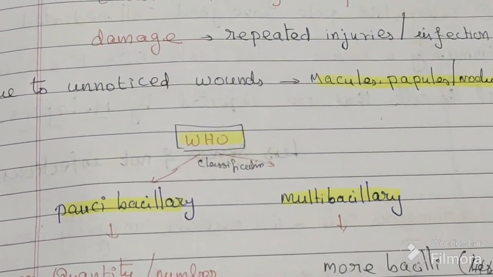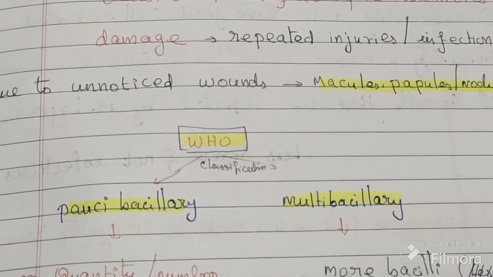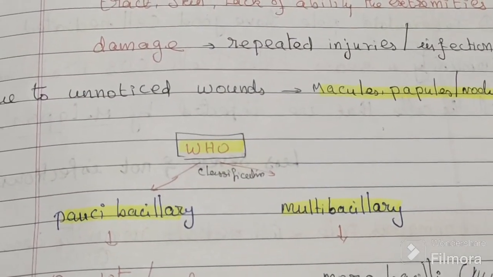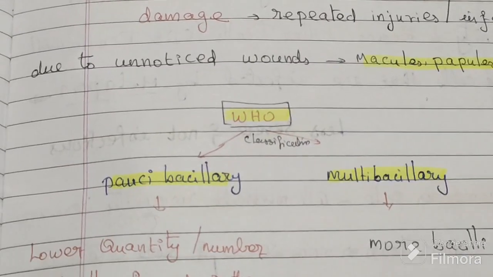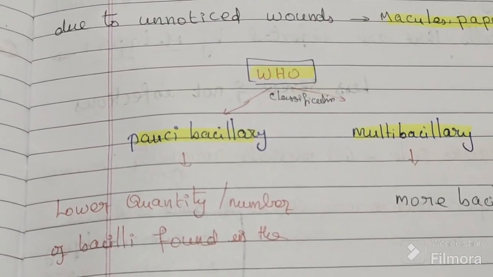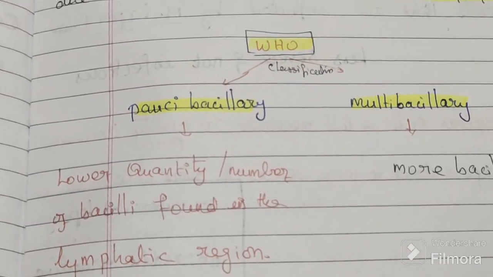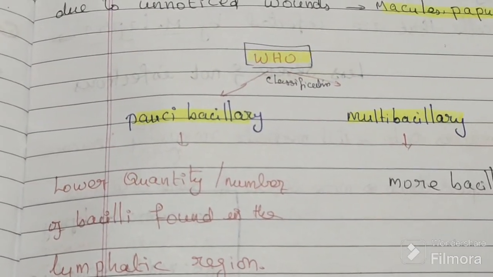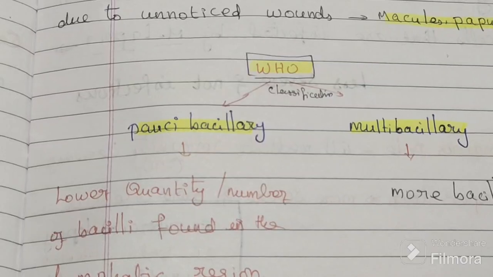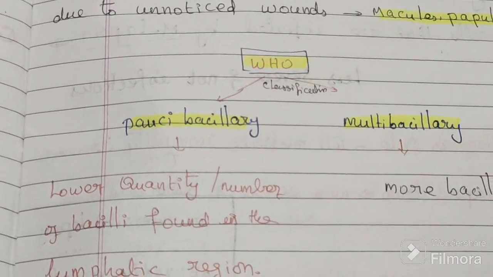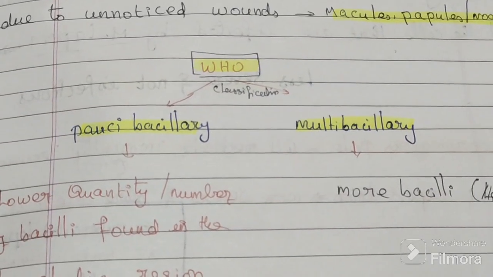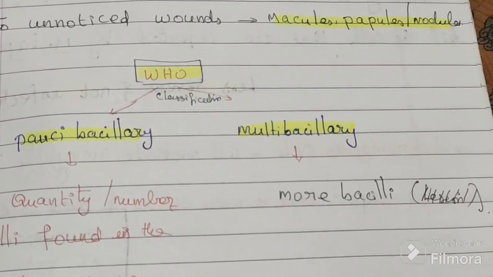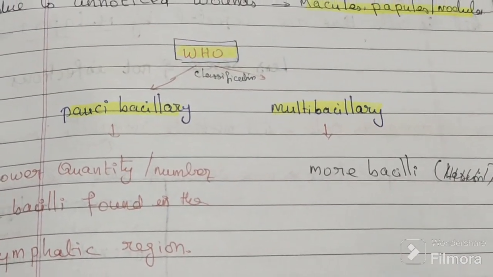Now, the World Health Organization classifies leprosy as paucibacillary and multibacillary, where paucibacillary simply means a lower quantity or number of bacilli found in the lymphatic region, while multibacillary means more bacilli found in that lymphatic region.